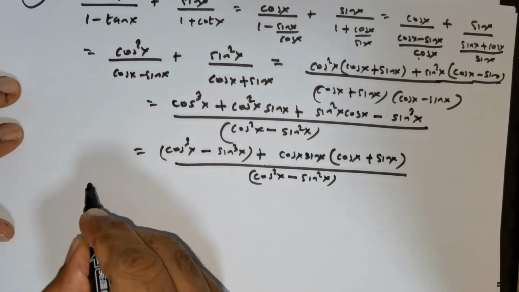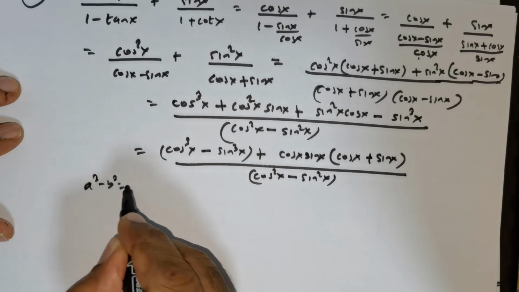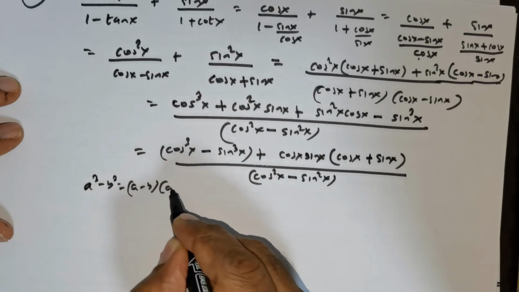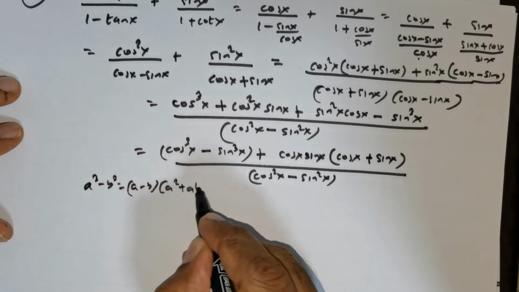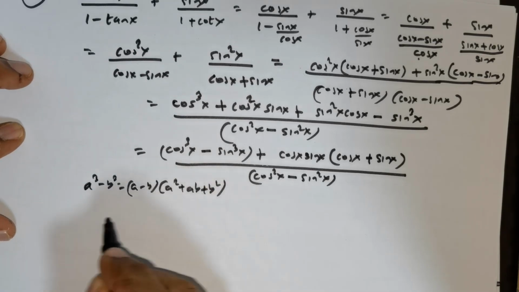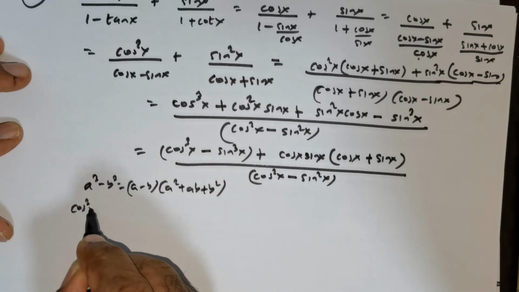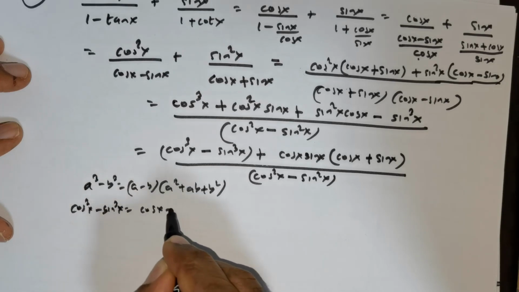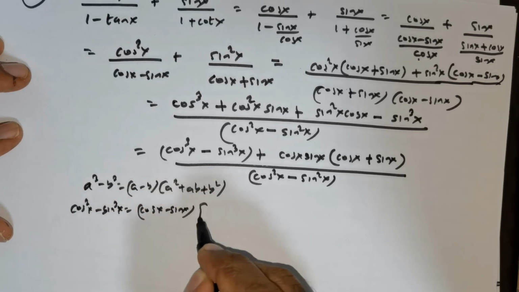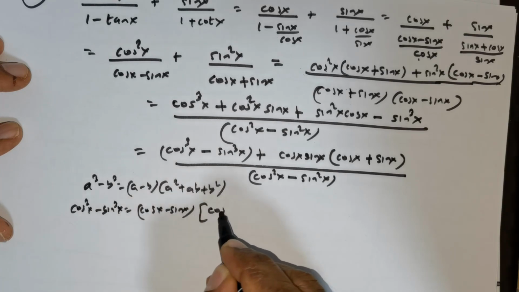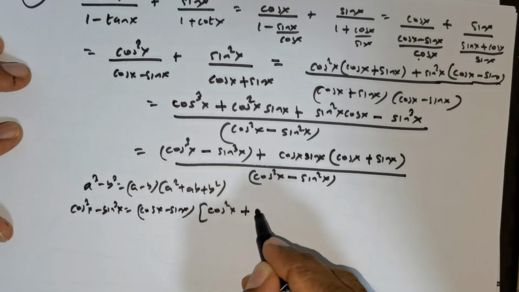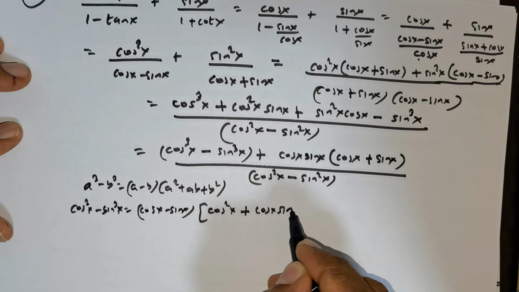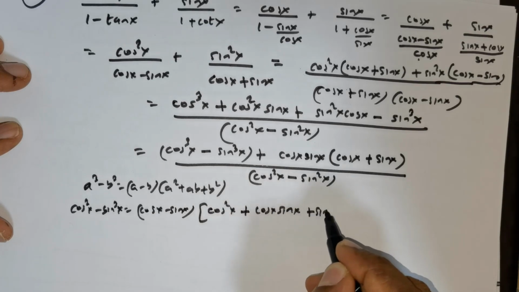Now we can use the a cubed minus b cubed formula, which is a minus b times a squared plus ab plus b squared. So if I were to use that, cos cubed x minus sin cubed x is going to be cos x minus sin x times cos squared x plus cos x sin x plus sin squared x.